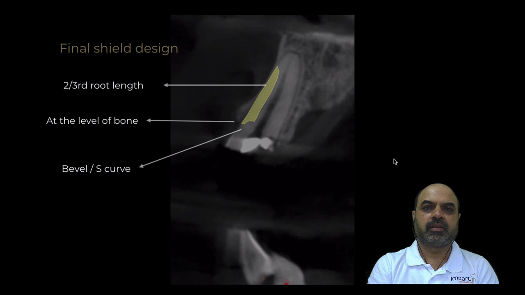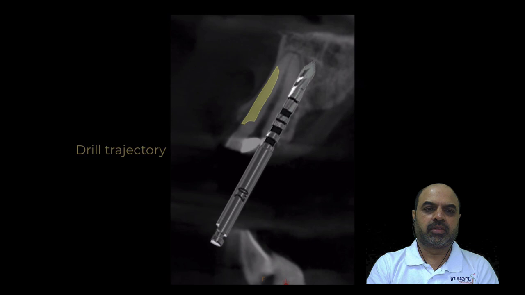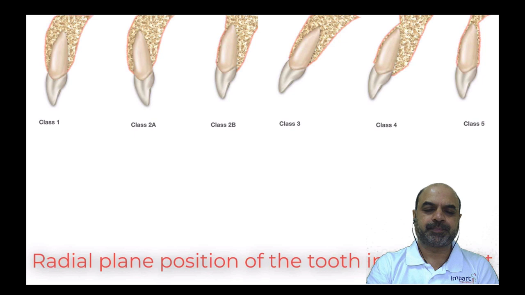So for the implant placement, the drill is used into the palatal bone. As you would know, the palatal bone is the area where we would want to place the implant. That is the area where we have the maximum amount of bone for stability. Again, looking at the radial plane positions of the teeth, the anterior teeth in the maxilla would present in various forms and various inclinations. And based on that, one has to plan the trajectory of our implants.